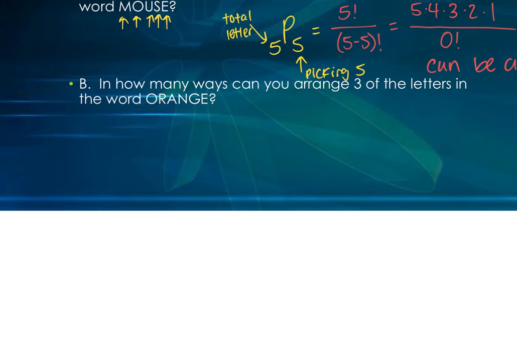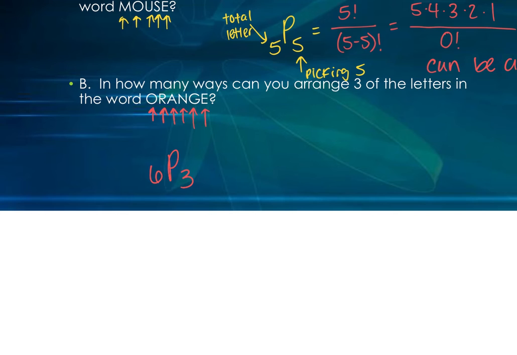3 of the letters in the word orange. Let's count the number of letters. How many letters do we have to pick from? 1, 2, 3, 4, 5, 6. So we have 6 permutated. How many are we picking? 3. Do you guys see how we're writing this? Guys, the right-hand number should always be less than the one on the left. Are we good with that? Or equal to, right? Or equal to.